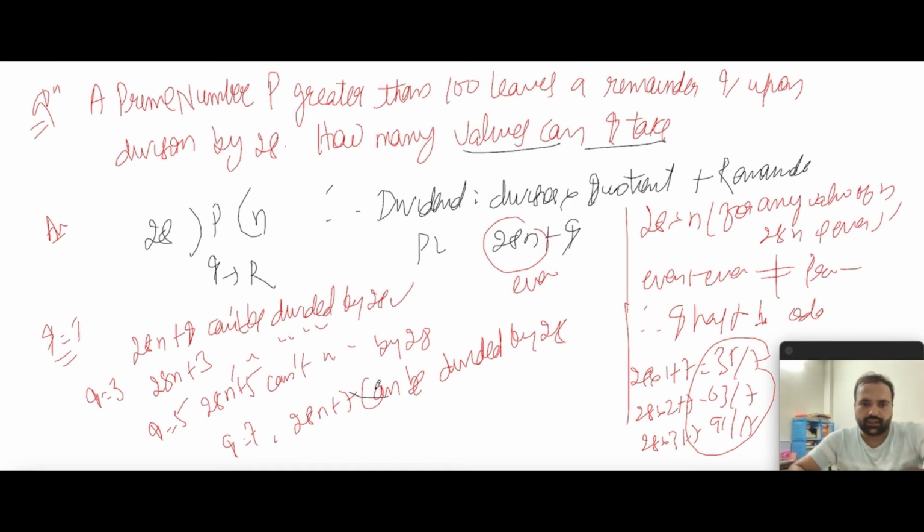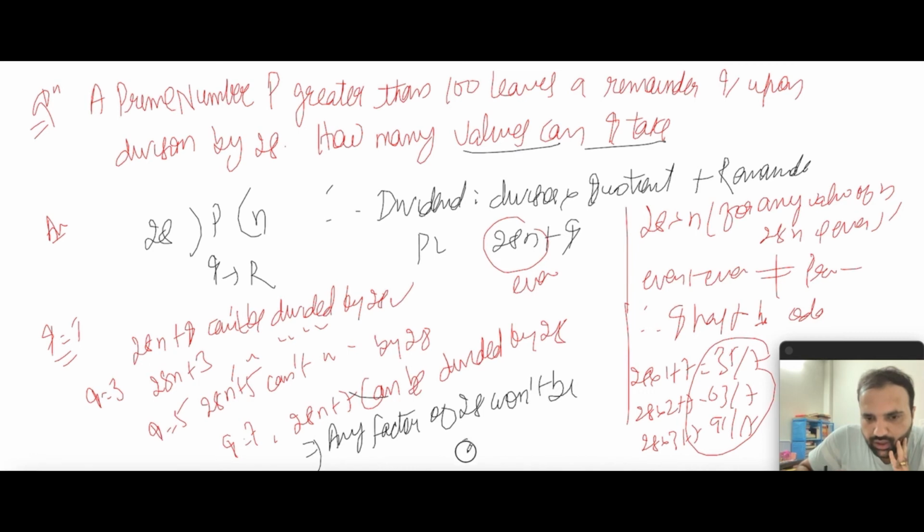So now we see that there is a certain pattern over here. The pattern, if we try to generalize it, is that any factor of 28 won't be counted.